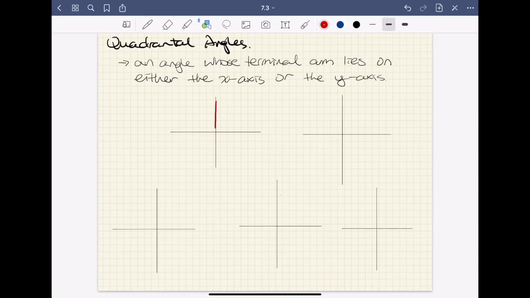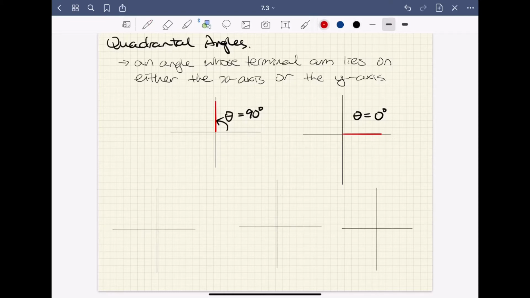Let's say this angle here, angle theta, which is equal to 90 degrees, is a quadrantal angle because its terminal arm, the red line, lies on the y-axis. Another one, this one, angle theta is equal to 0 degrees, and it's also a quadrantal angle because its terminal arm lies on the x-axis.